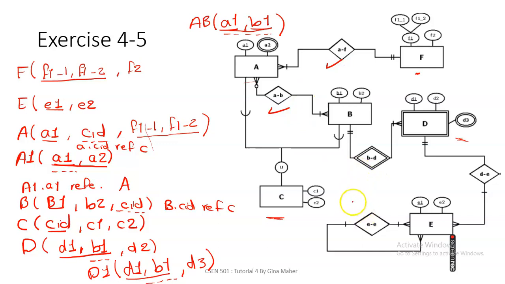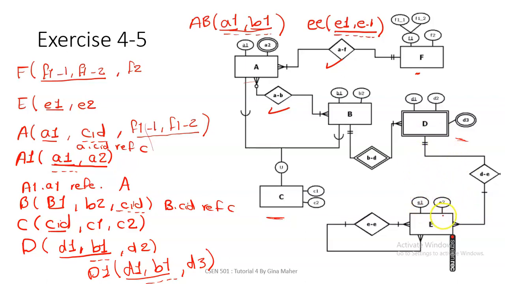Let's move to this relation. It's a many-to-many self-relation. So in this case, what we can do is make a new relation. Since it is a many-to-many relationship, we can make it double E, E1, E-1, for example. Okay? Both are primary keys and both are foreign keys. Each one references E. It's a self-relationship.